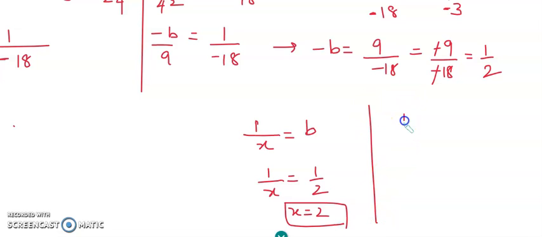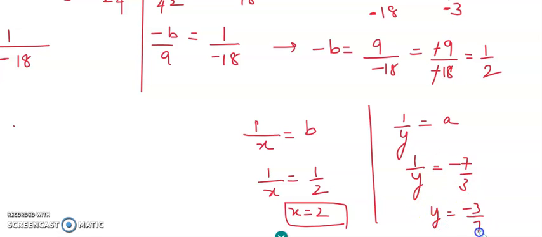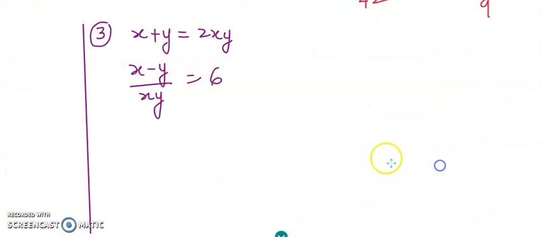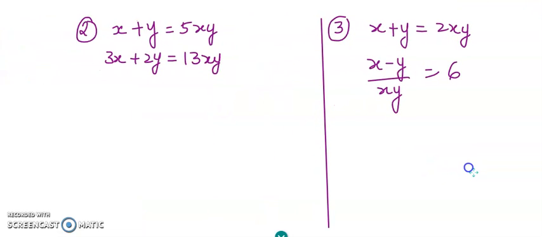Okay, and 1 upon y is equal to a. So 1 upon y is minus 7 by 3. So y will be minus 3 by 7, just the reciprocal. Hope I'm clear. Okay, yes. So for the remaining questions, I'm just going to give you the hint to get the equation. The remaining will be your step.